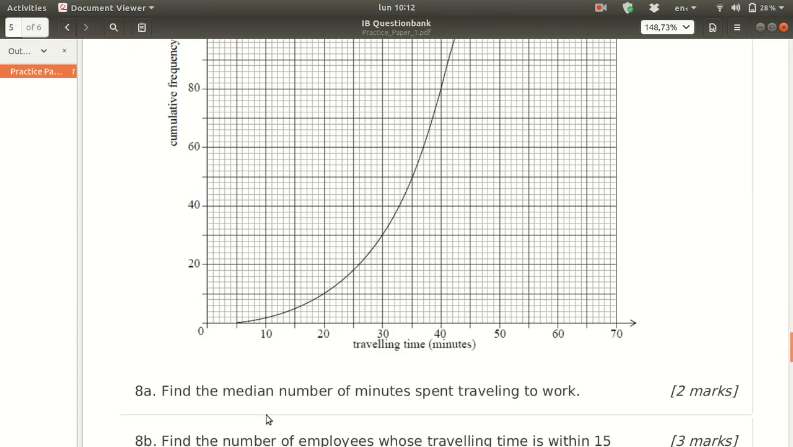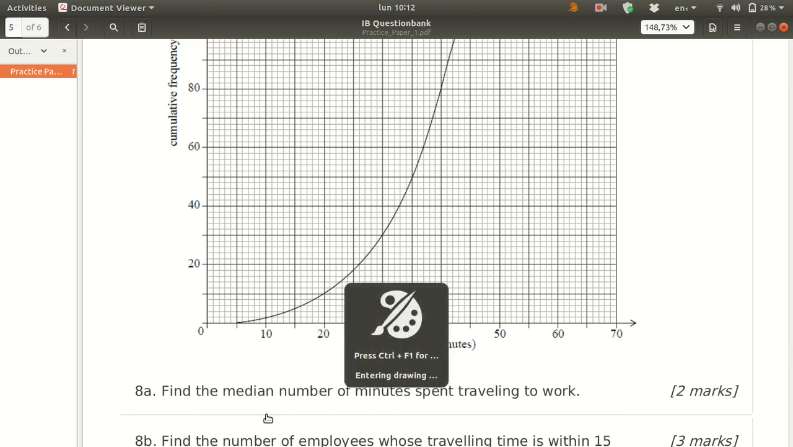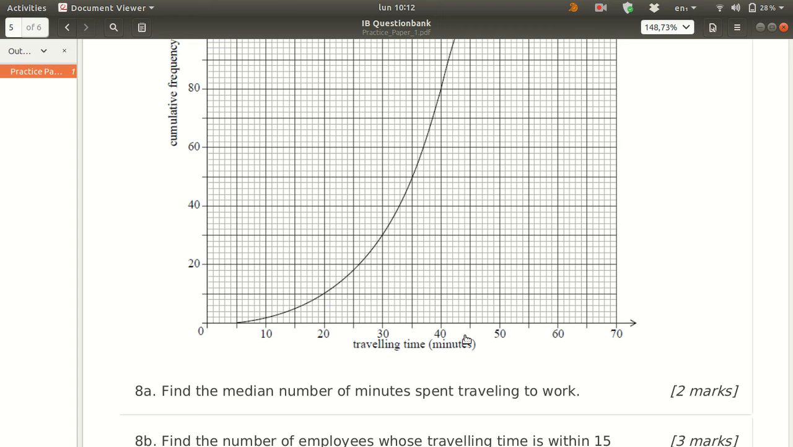So within 15 minutes would be 40 plus 15, which would be 55, or 40 minus 15, which is 25. So that would be here for this part. And notice that between 10 and 20 there's 5 squares, so that means that each square is worth 2. So this is 18.